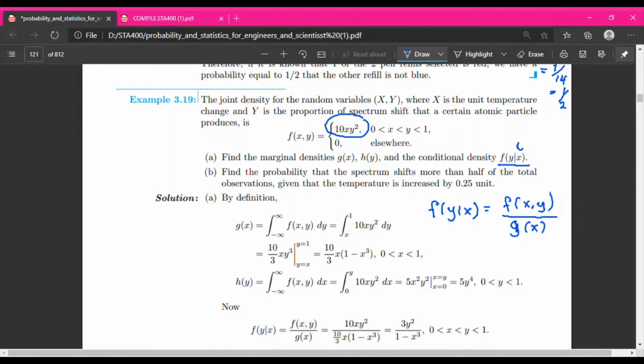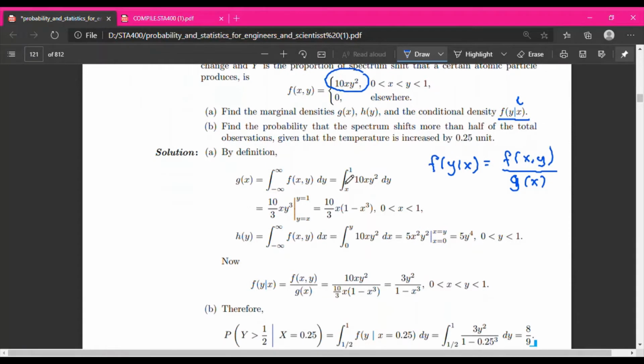Tapi kat sini dia tunjuk dua-dua untuk marginal for x dan juga for y. Okay, so macam biasa, nak dapatkan marginal for x, you need to integrate the function with respect to y. So, y dekat sini, dia punya interval from x to 1. Okay, then integrate macam biasa, integrate this function with respect to y, and then replacekan x dan 1 dalam y. So last kali you akan dapat this.